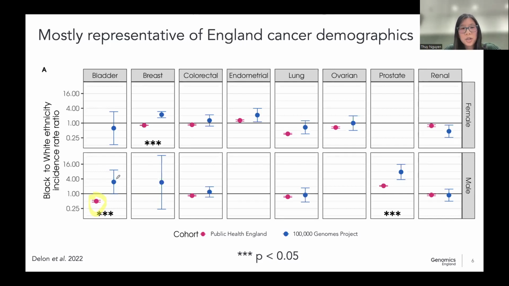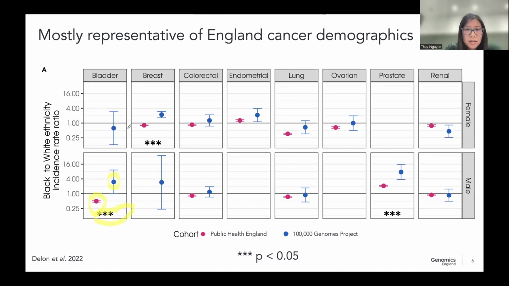In the 100,000 Genomes Project for bladder cancer, the same plot over here, this is a blue dot. And you notice that this rate ratio is higher than 1. So this means the opposite, that Black ethnicity is represented higher than white ethnicity in bladder incidence rates. So this difference is significant, and we've demarcated it here with 3 asterisks.